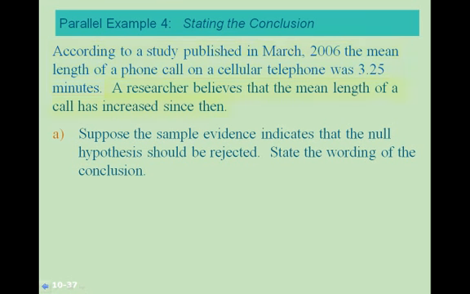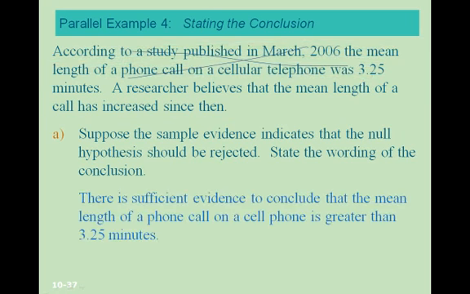The second sentence is where the researcher believes that the mean has increased. That's the alternative hypothesis. So if we're going to reject the null, then you can think of it as sort of like crossing out this first sentence. So then we're going to focus on the second one. And the way we would word it is to say that then there is sufficient evidence to conclude that the mean length of a phone call on a cell phone is greater than 3.25 minutes.